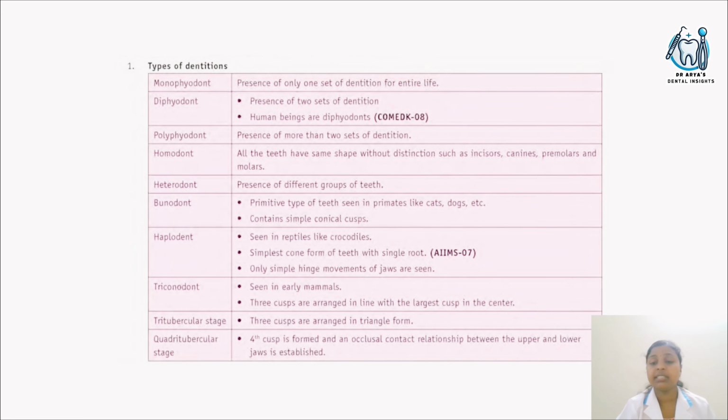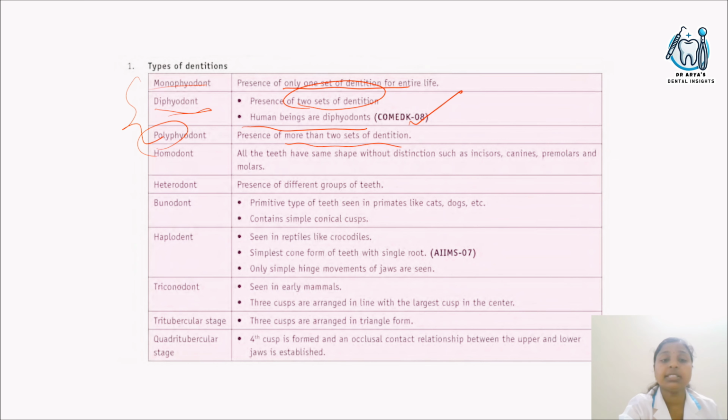So these are some of the important notes, that is types of dentitions. First one is monophyodont, diphyodont or polyphyodont. Mono means one, so it represents presence of only one set of dentition for the entire life. Di means two, so human beings are diphyodonts. It's very important, a common key exam point. Poly means more than two sets of dentition.